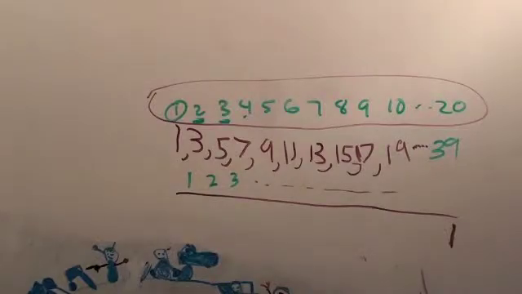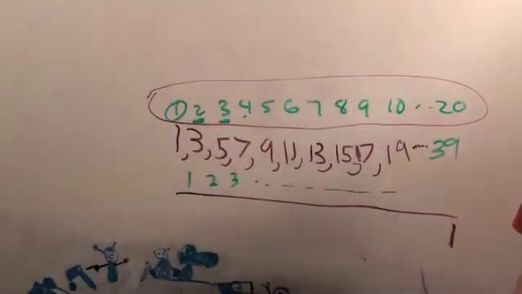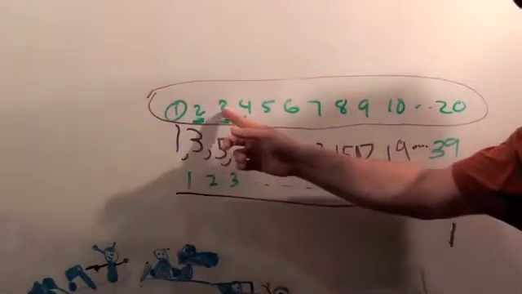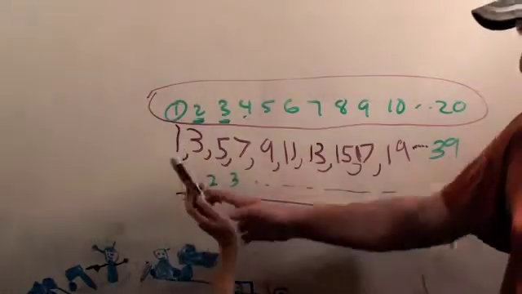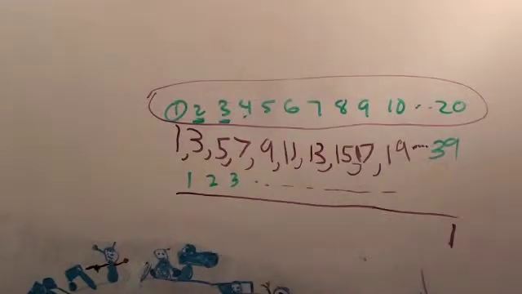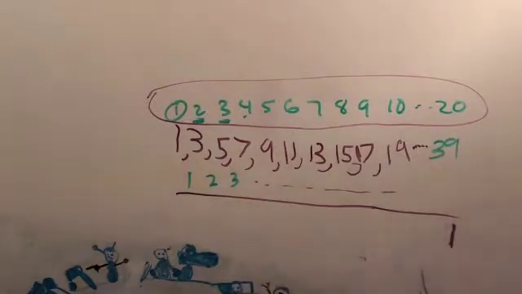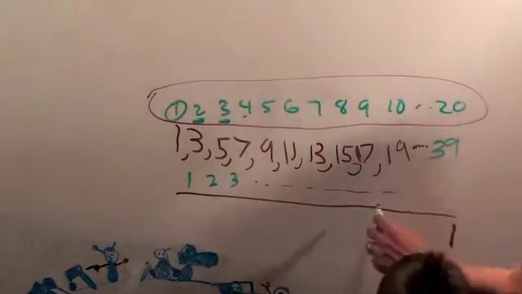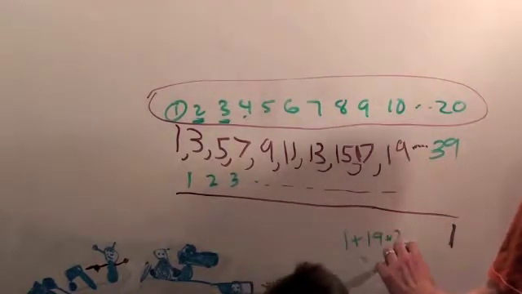How many 2s did the first number have? 0 twos. How many 2s did the second number have? 1 two. How many 2s did the third number have? Two 2s, and then the fourth, 3. Okay, so how many 2s is the 20th number going to have? 19. Okay, so the 20th number is going to be 1 plus 19 times 2.